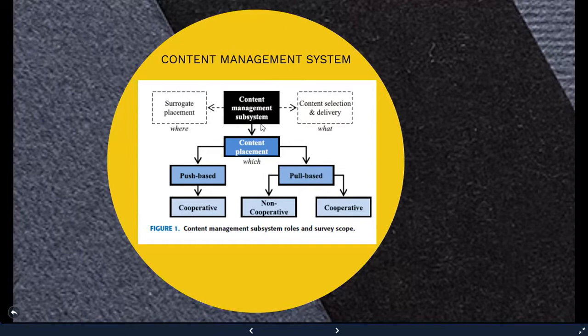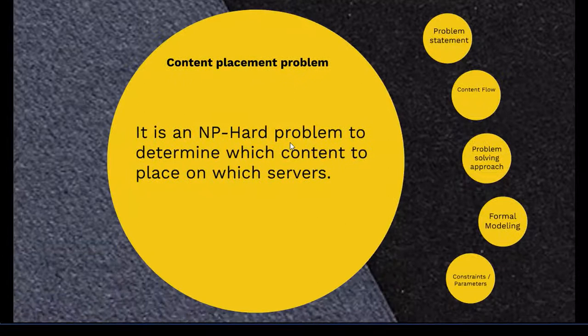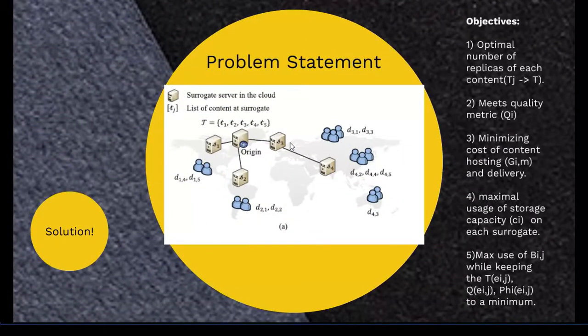So the CMS determines where the surrogate servers should be placed and what content should be selected and delivered to the users. So which content should be placed is where the CPA algorithms come into play. So the CPA algorithms are generally push based or pull based. So we'll discuss more about it in the next slides. So the content placement problem is an NP-hard problem. So there doesn't exist a unique, say optimal, solution in polynomial time. So let's look at the problem statement.